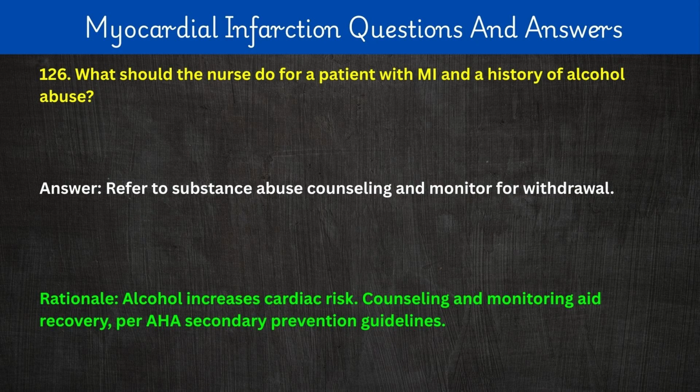126. What should the nurse do for a patient with MI and a history of alcohol abuse? Answer. Refer to substance abuse counseling and monitor for withdrawal. Rationale. Alcohol increases cardiac risk. Counseling and monitoring aid recovery, per AHA secondary prevention guidelines.